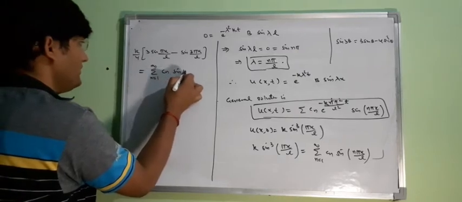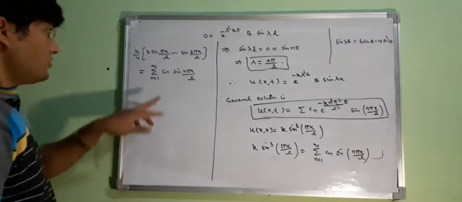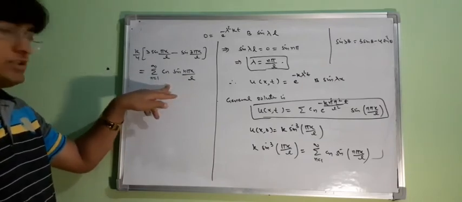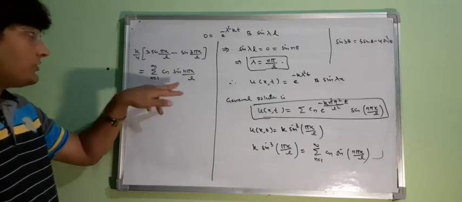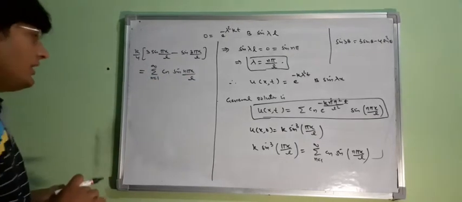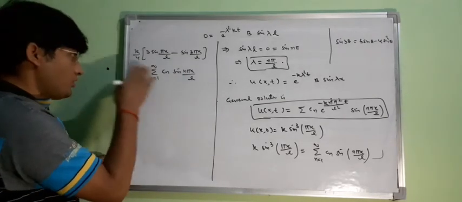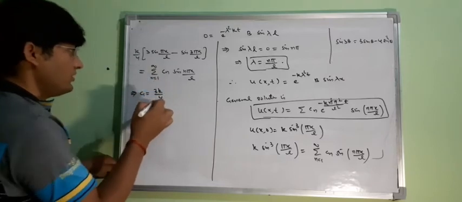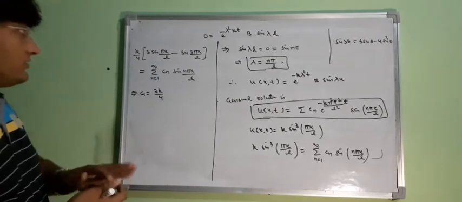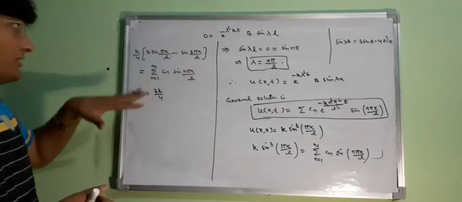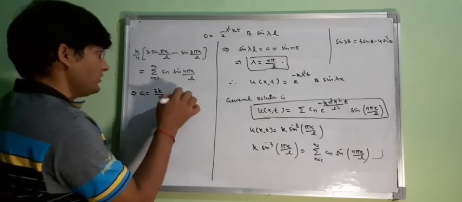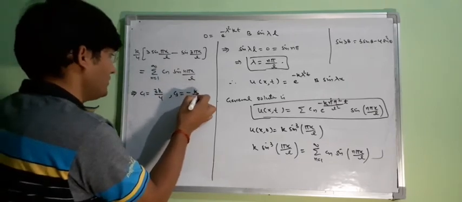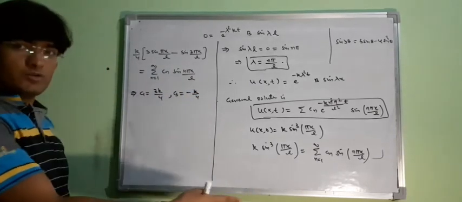summation cn sin n pi x upon L. So if you open the summation, then we will get c1 sin pi x upon L plus c2 sin 2 pi x upon L plus c3 sin 3 pi x upon L, and so on. So on comparing the coefficients on both the sides, you can see that your c1 will be 3k upon 4. As there is no coefficient of sin 2 pi x upon L in the left hand side, c2 will be 0, and the coefficient of sin 3 pi x upon L, that is c3, will be minus k upon 4. Therefore, all the other remaining constants are 0.